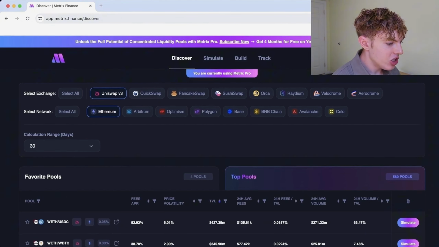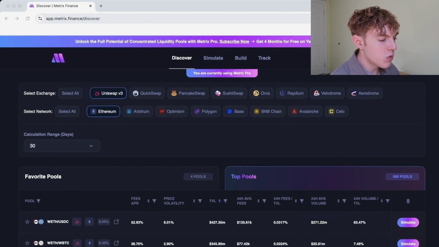Today I'm going to walk you guys through the process of finding the best concentrated liquidity pools in decentralized finance across various different platforms like Uniswap, Raydium, Orca, and more. Now diving in, we're going to go ahead and launch the app and head right over to this Discover page, because on the Discover page, this is where we're going to be analyzing different concentrated liquidity pools.